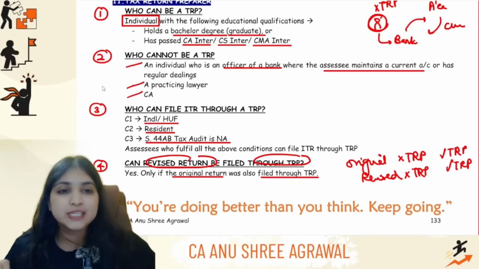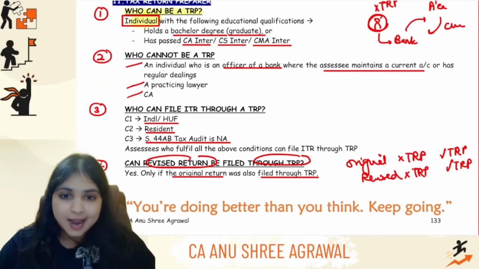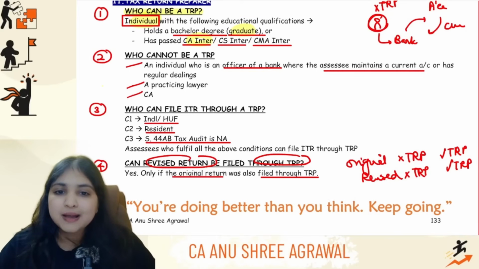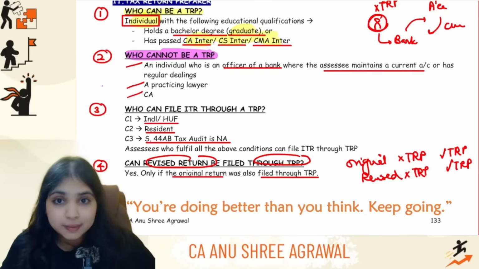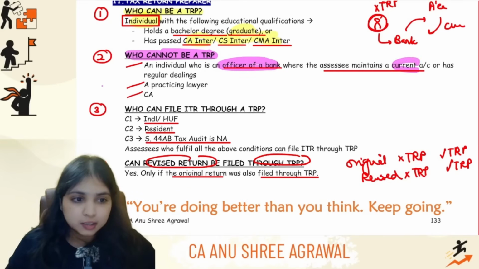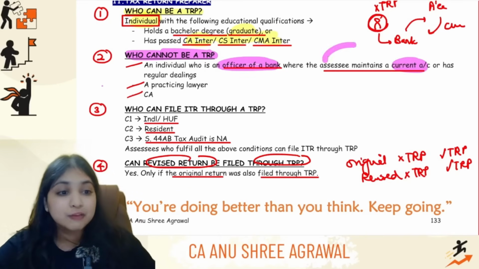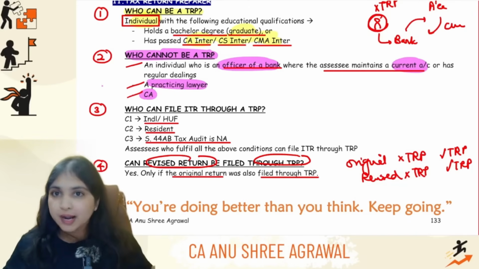Okay, so 4 points about tax return preparer. Point number 1, who can be a tax return preparer? Only an individual who is a graduate or CA inter passed, CS inter or CMA inter passed. Point number 2, who cannot be a TRP? If you're a bank officer of that bank where the assessee has a current account, then you can't be the TRP for that particular assessee. If you're a practicing lawyer or a chartered accountant, also you can't be a TRP.